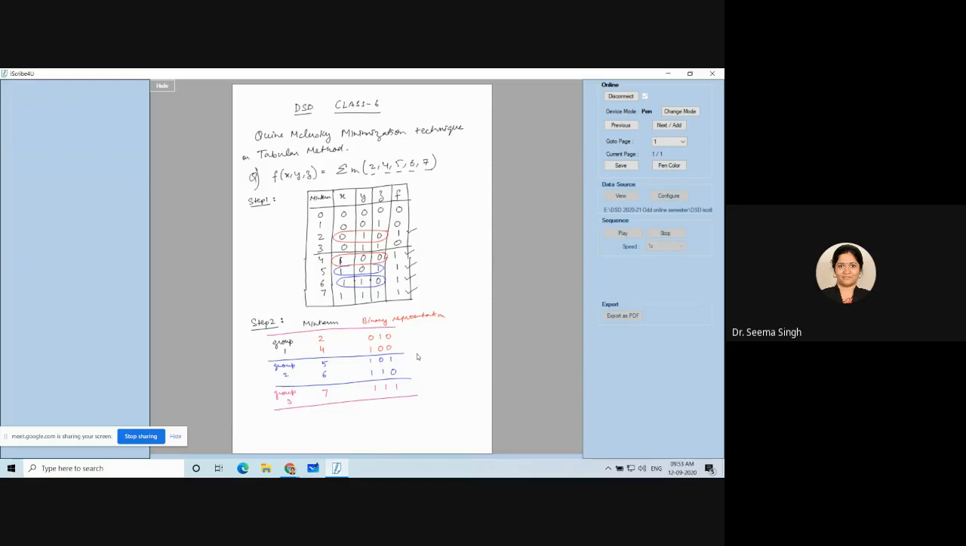And now I should see 2 to 6. Now let us see what is happening with 2 to 6. How many bit changes are there? Only one bit change is there. 0 is changing to 1, 1 remains 1, 0 remains 0. So 2 to 6, only one bit change is there. Now let me show it in this form.